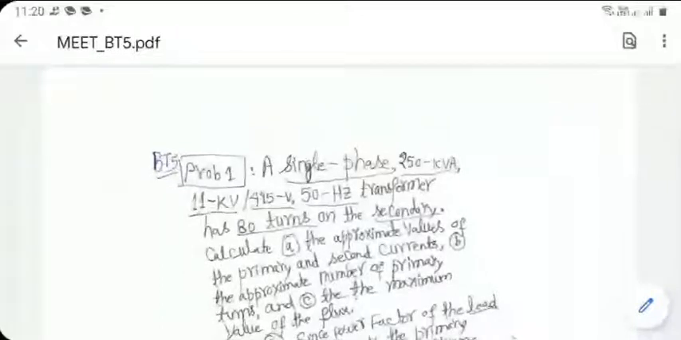Simple problems. A single phase 250 kVA, 11 kV, 415 volt, 50 hertz transformer has 80 turns on the secondary. Calculate the approximate values of the primary and secondary currents, the approximate number of primary turns, and the maximum value of the flux. Now, the nameplate of the transformer gives you information contained in the first sentence.